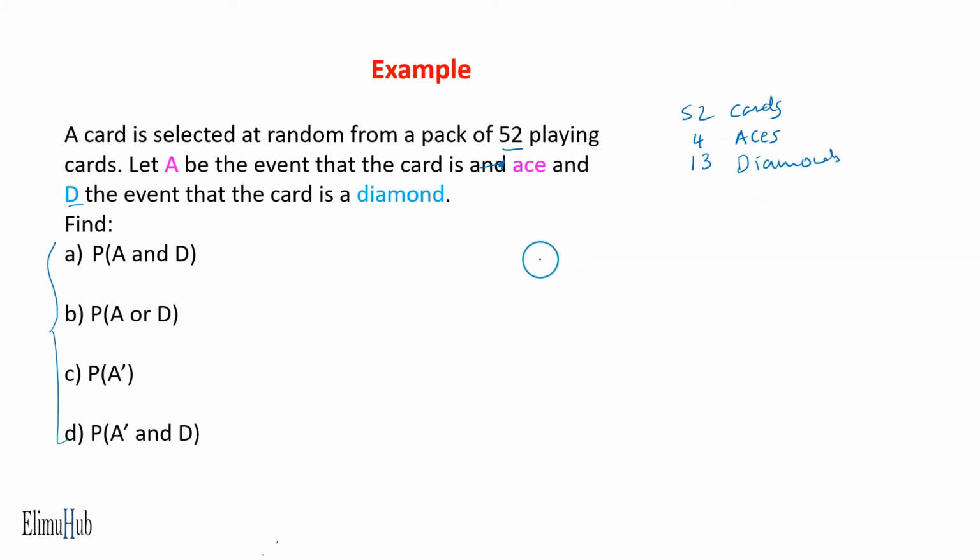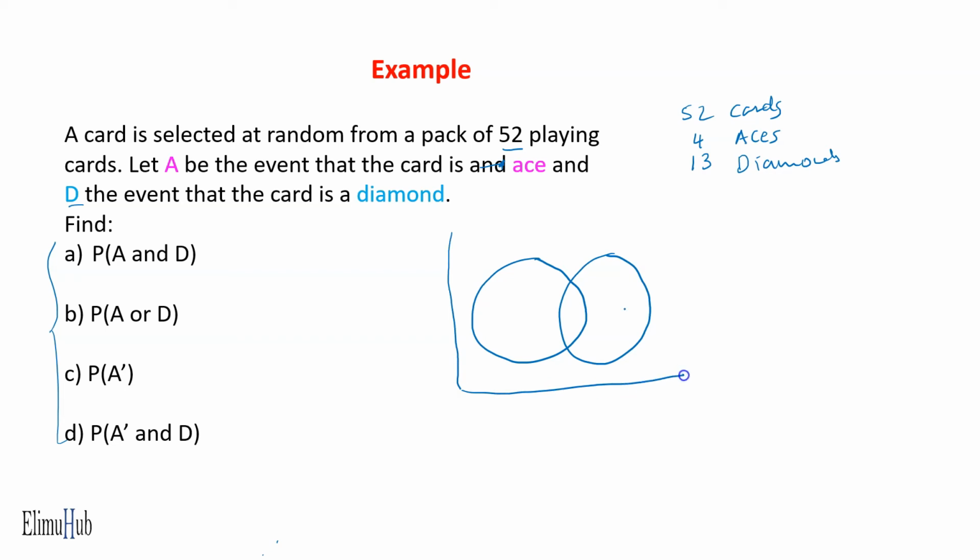Okay, so the first thing you need to do is draw the two circles. They are going to intersect because there's a card that is an ace, but is also a diamond. So we must have an intersection. And then we must draw this rectangle. And then we put our symbol there to represent everything that is in the full set. And on one side we have aces, and on the other side we have diamonds. Right, so there's one card which is an ace and also a diamond. Okay, so that goes in the middle.